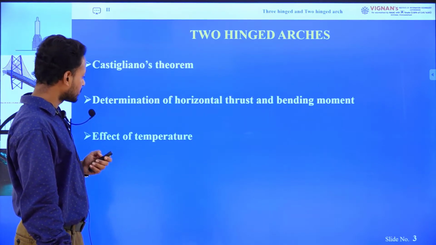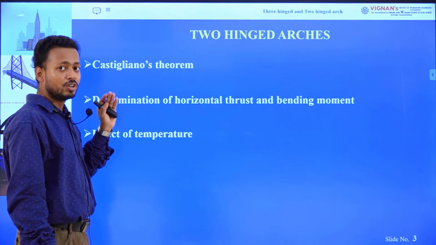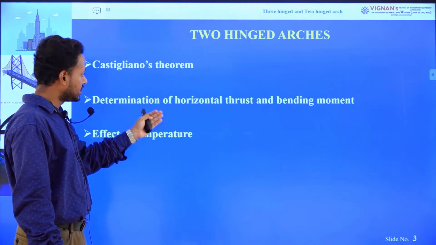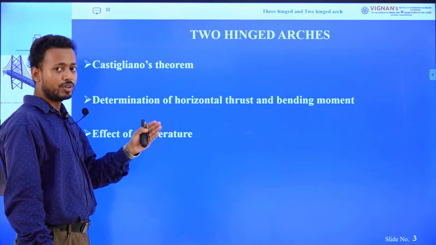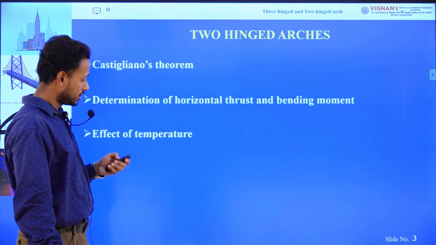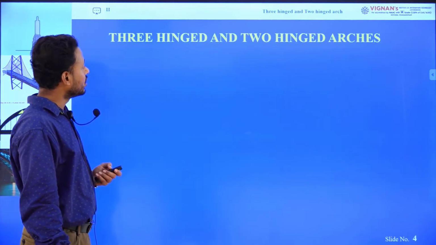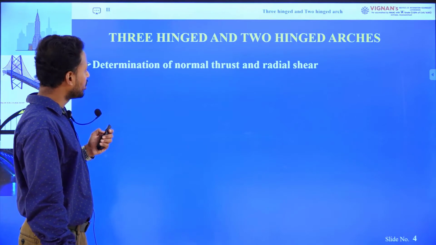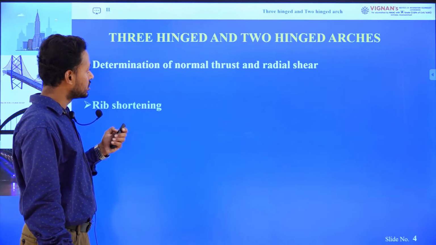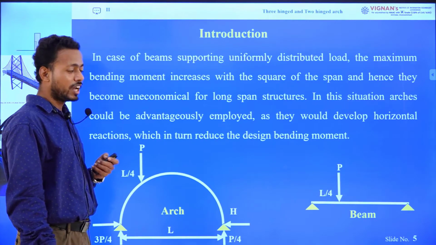We will learn the Castigliano theorem, we will study the horizontal thrust and bending moment, then we will go for the effect of temperature stress on 2-hinge arch, right. Next we will learn the determination of horizontal thrust and radial shear, then we will study rib shortening. So let's get started.